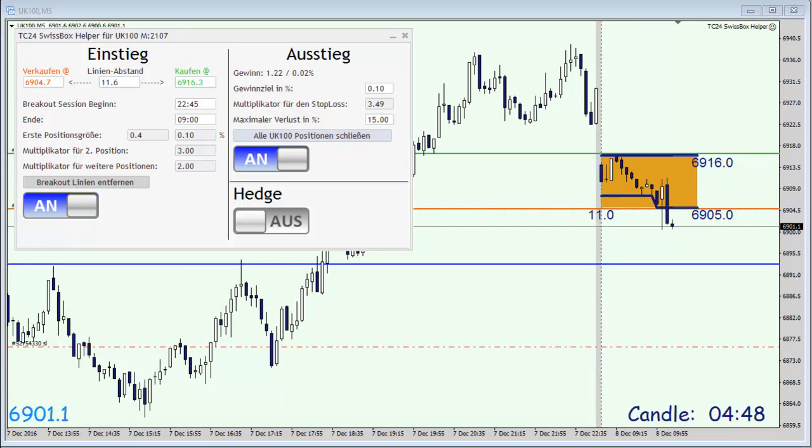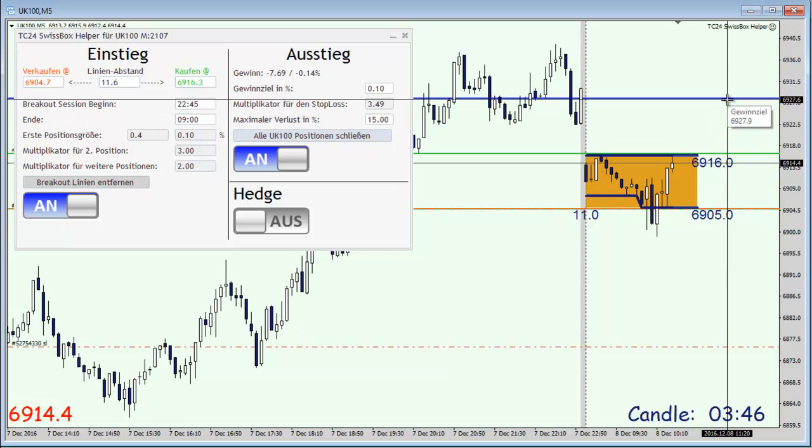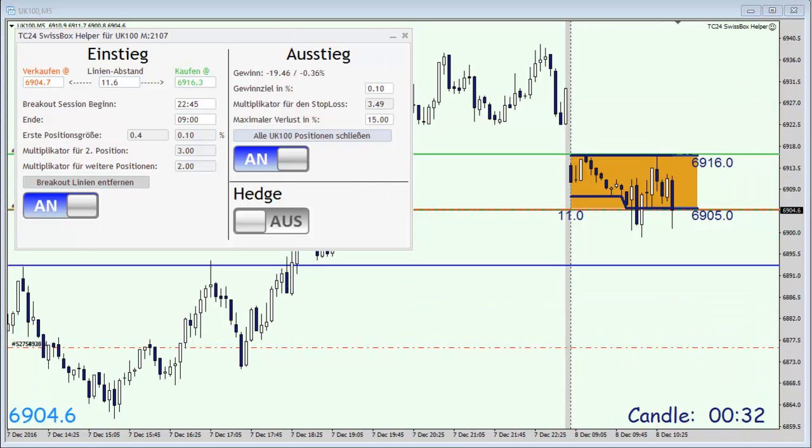So it's 10 minutes past 9 CET, and we are still in our first trade, a short trade, I must say, and we are currently trading at a price of 6,900. So the market has completely changed, and we have now entered our second trade. Our take profit is at 6,927.9 points. So the market has turned again, and we are now in our third trade.